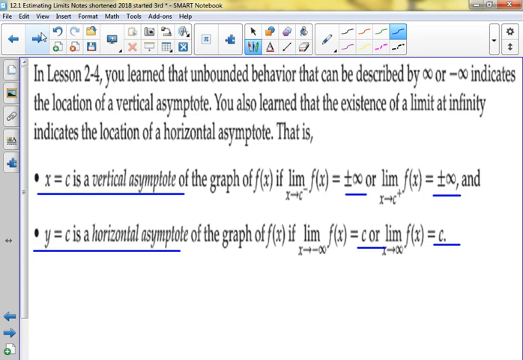So we've talked about if it has a vertical asymptote, if it has a horizontal asymptote. If a graph has a vertical asymptote, it's doing something on either side of that, right? Okay. So it could approach positive or negative infinity from the left or from the right.